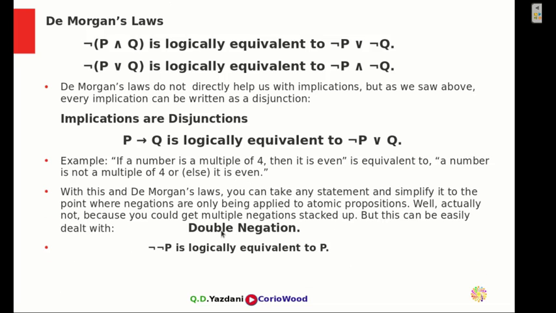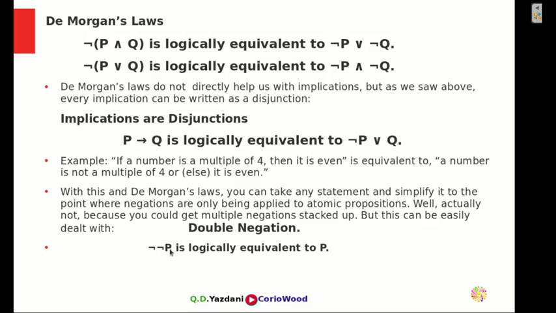So if you're looking here, with De Morgan's law, you can take any statement and simplify it to the point where negations are only being applied to atomic propositions. Well, actually it's not quite so, because you could get multiple negations stacked up. But this can be easily dealt with by double negation. So you are going to see double negation as well.